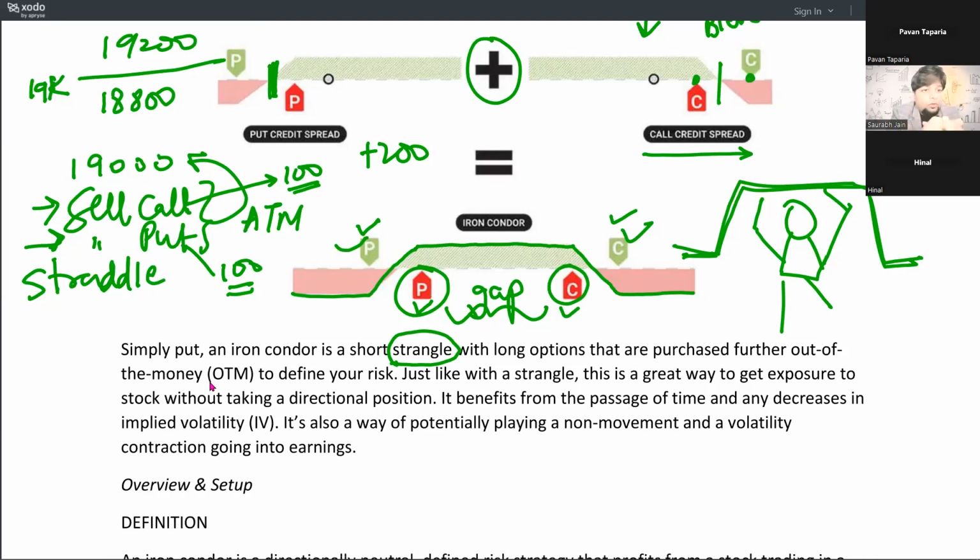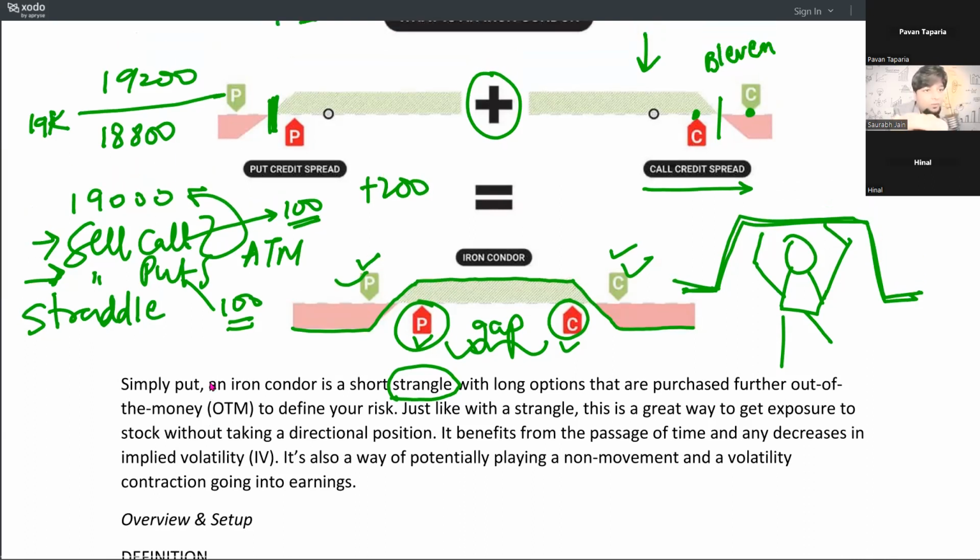You have sold a call of 19,000, right? But expiry is at 19,200. So the other party will obviously exercise the call. They will want to buy it at 19,000. So you will lose 200. What about the put of 19,000? When the expiry is at 19,200, nobody is going to use that put. So the put will go waste.